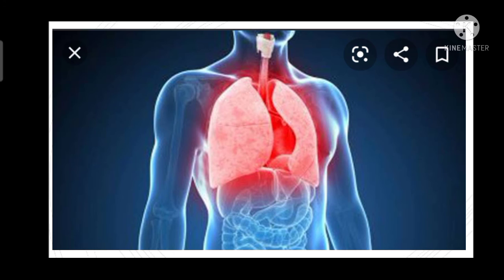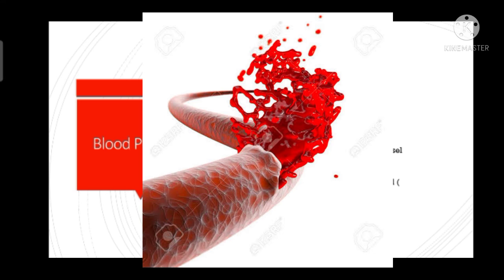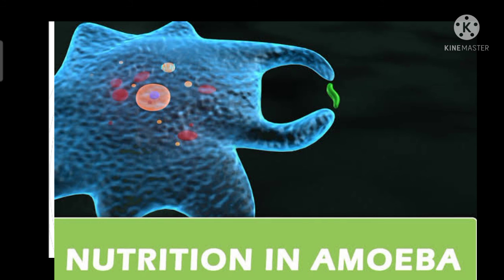So it also plays an active role in ruptured blood vessels repair. For example, अगर कोई भी आपका एक्सीडेंट हो जाता है, your blood vessels get damaged. So in that case, it also repairs those ruptured blood vessels. So the last one is the role in defense mechanism.